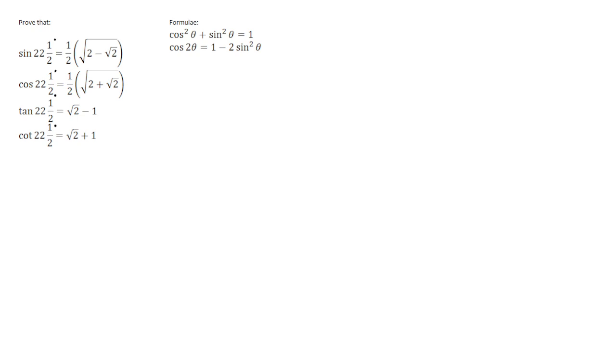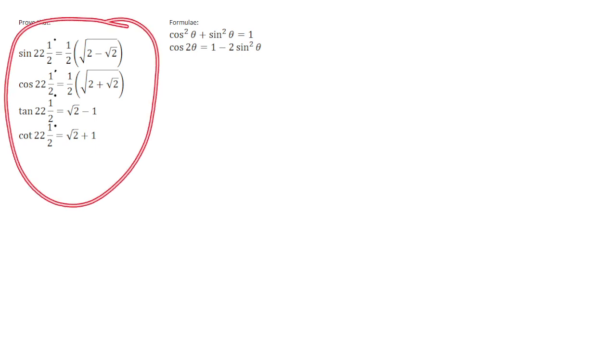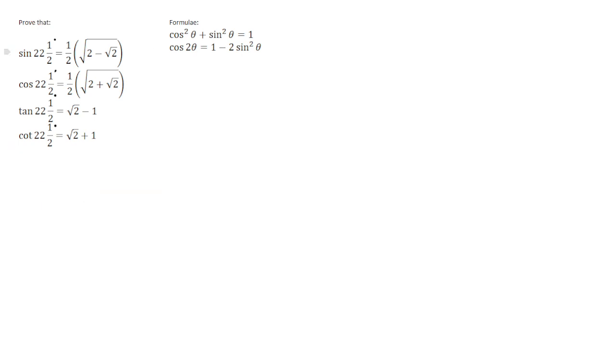In today's video, we're going to be proving all these four trig identities. So the first one we're going to be proving is sine 22.5 is equal to 1 over 2 multiplied by square root 2 minus root 2. Alright, so let's get started.